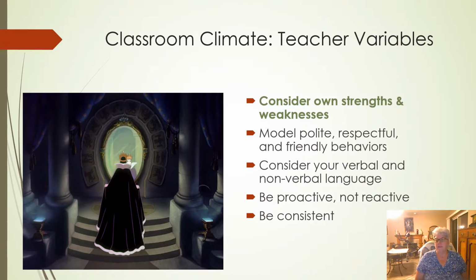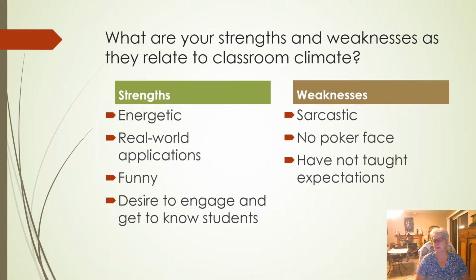Now, there are a variety of things that impact that classroom climate. One of the things we'll talk about is considering your own strengths and weaknesses. You want to model polite, respectful, and friendly behaviors. You want to consider not only your verbal language, but also your nonverbal language. You want to be positive and proactive, not reactive. And you need to be consistent so that the students know what to expect. So one thing to consider would be, what are your strengths and weaknesses as they relate to the classroom climate?